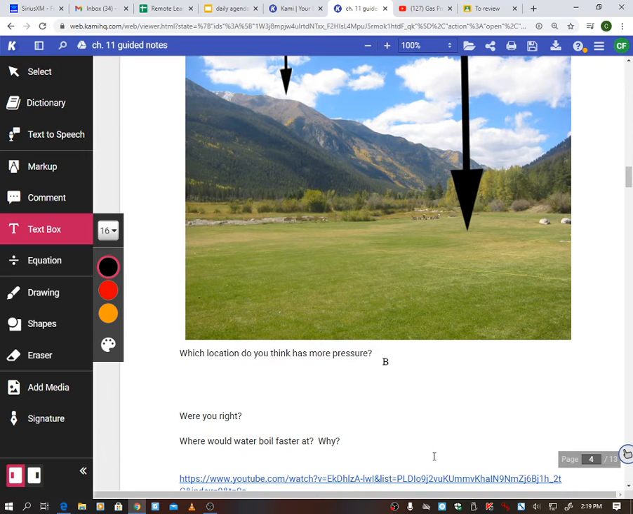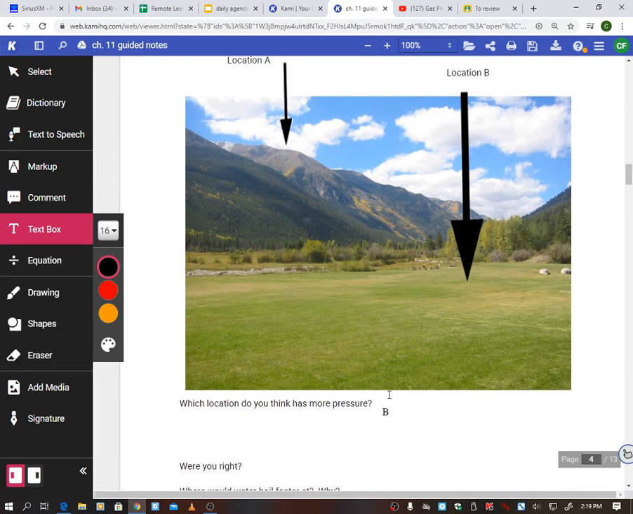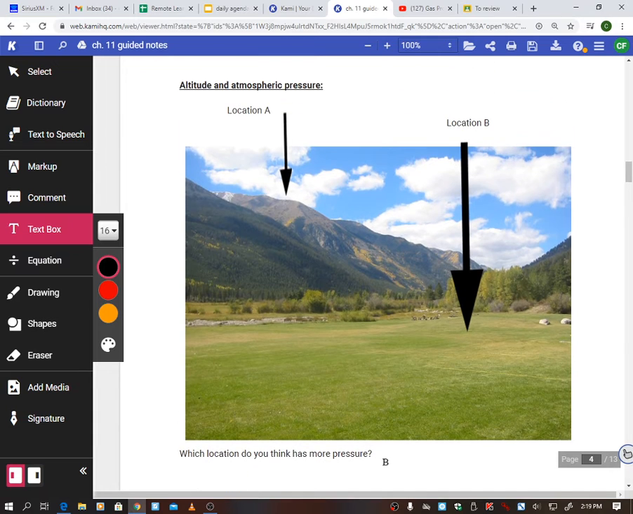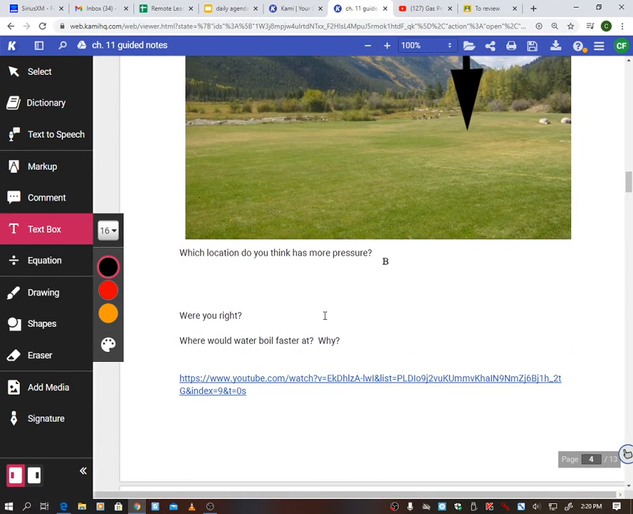All right. Were you right? Did you get that right, or did you think maybe it was A? And where would water boil faster? Well, first off, location B has more pressure because look at this. Up here, the air doesn't have as far to press down. Over here it does, which means you're going to have more air pressing down on you than you would on top of this mountain. So that's why.